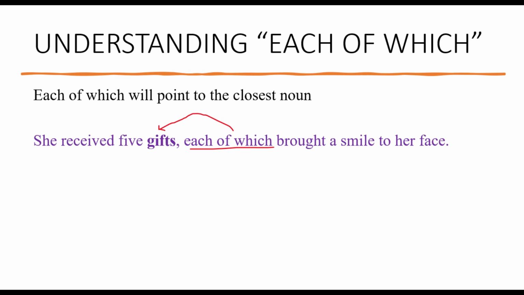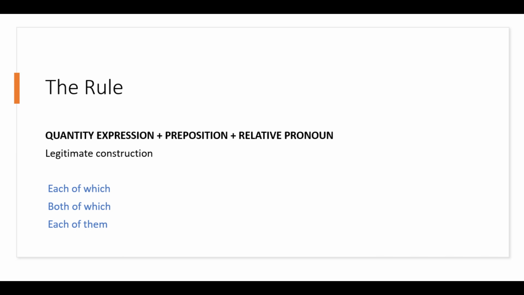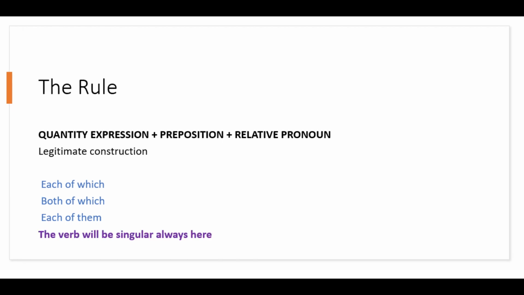Now here is the golden rule to remember: quantity expression plus preposition plus relative pronoun. This combination forms a legitimate construction. An example is each of which, each of them, both of which. Also note that each of which will always have a singular verb.